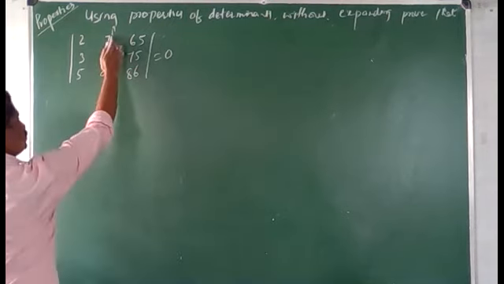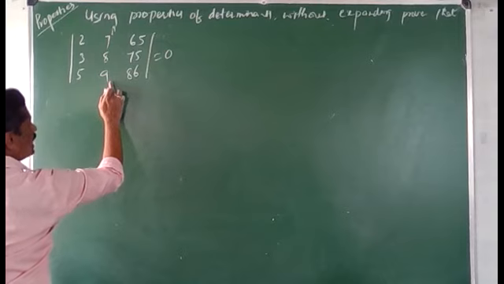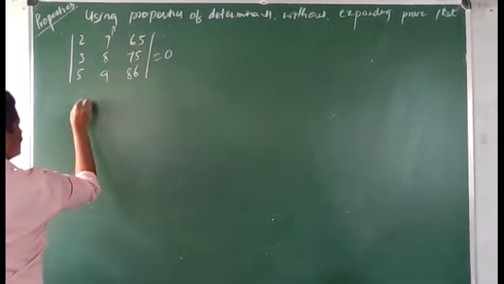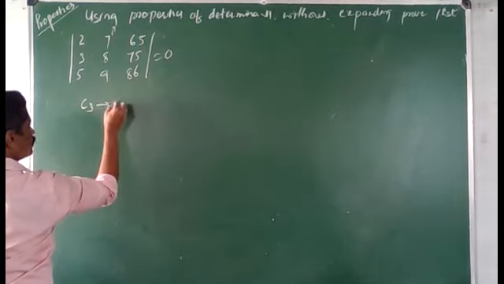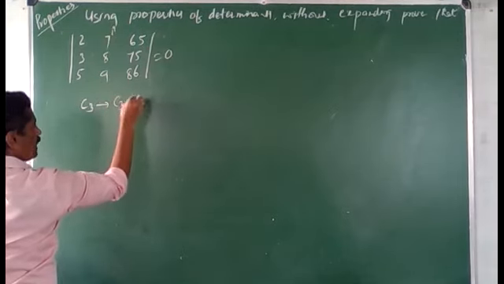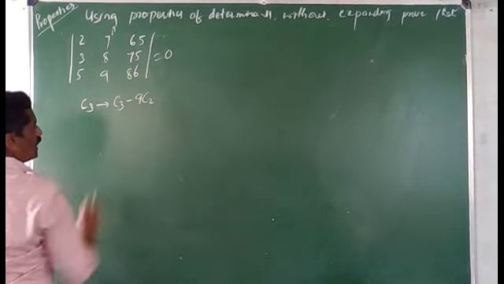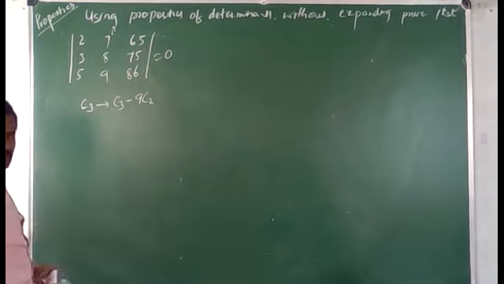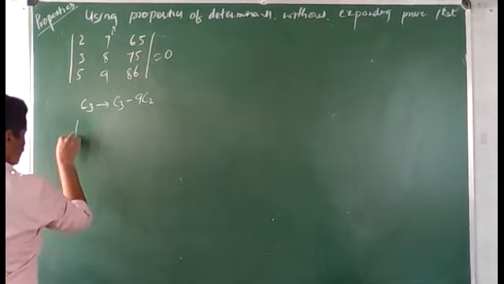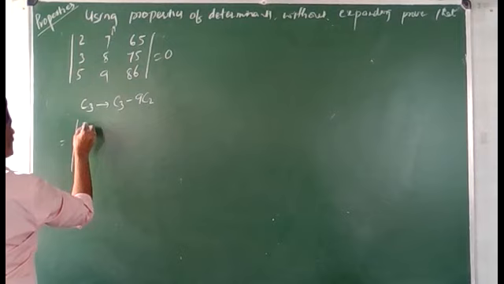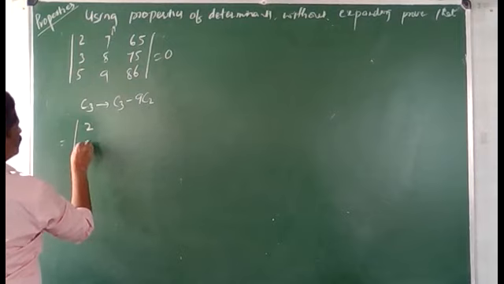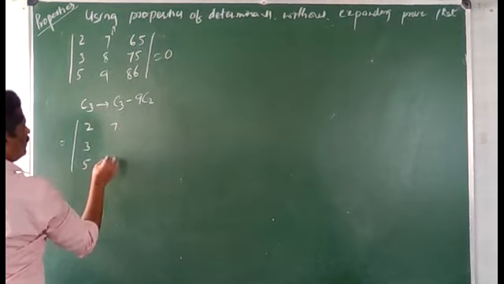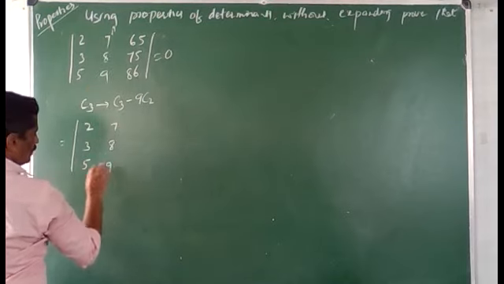Multiply 9 to the second column and subtract it from the third column and replace the third column only. So C3 gives rise to C3 minus 9 times C2. Now we will get 2, 3, 5. So now that is equal to the determinant of C1, which is 2, 3, 5, and C2, which is 7, 8, 9.